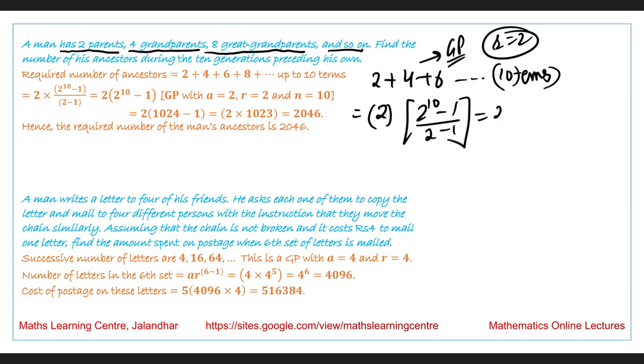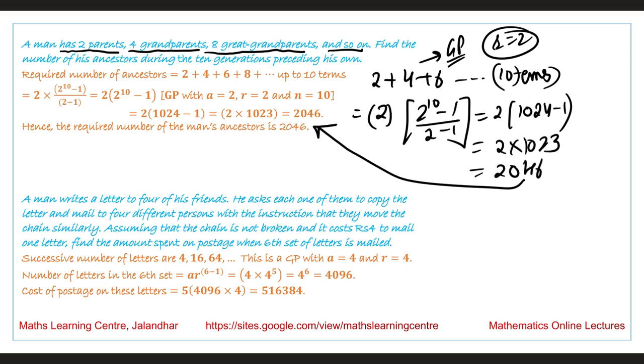So that is equal to 2 into 1024 minus 1, that is equal to 2 into 1023, this is equal to 2046. So the number of man's ancestors is 2046.